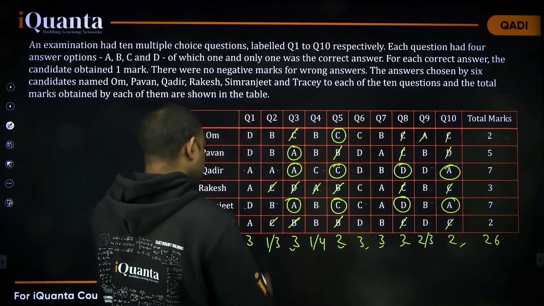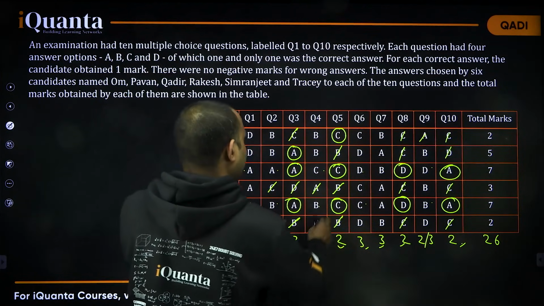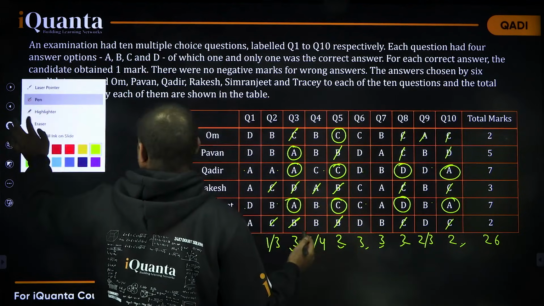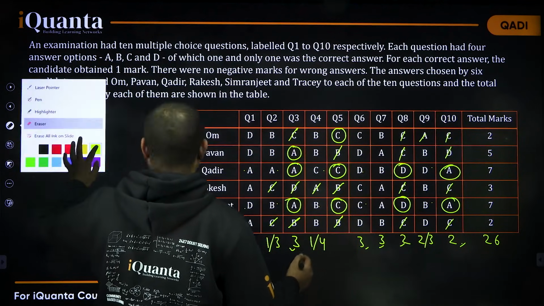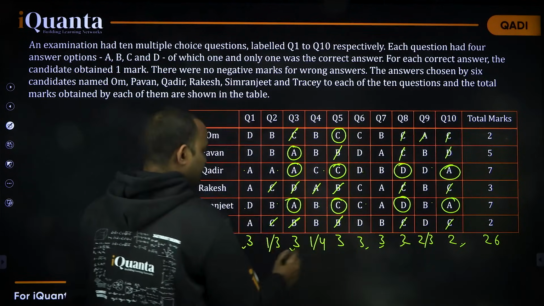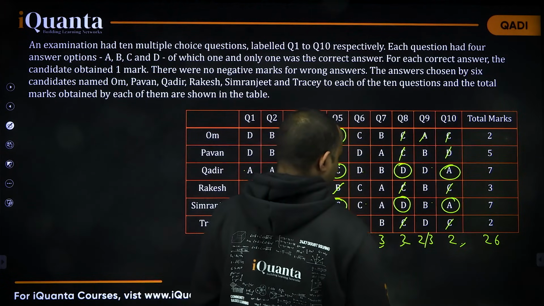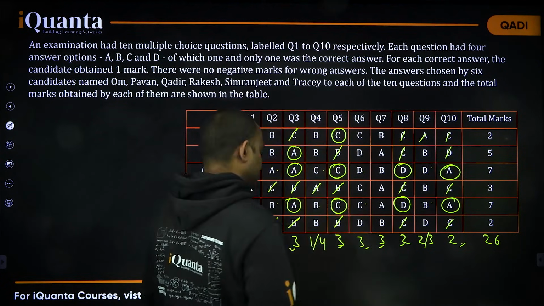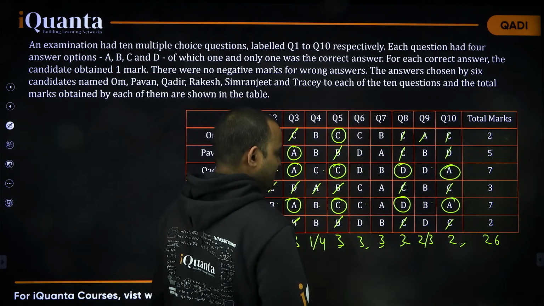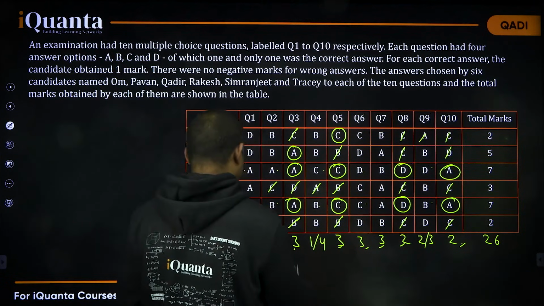Let me check once again. 3 plus 3, 9. In this one, this should be 3, right? So 3 plus 3, 9 plus 3, 12 plus 6, 18, 6, 9, 15, and 4, 19. We are getting a total of 19.